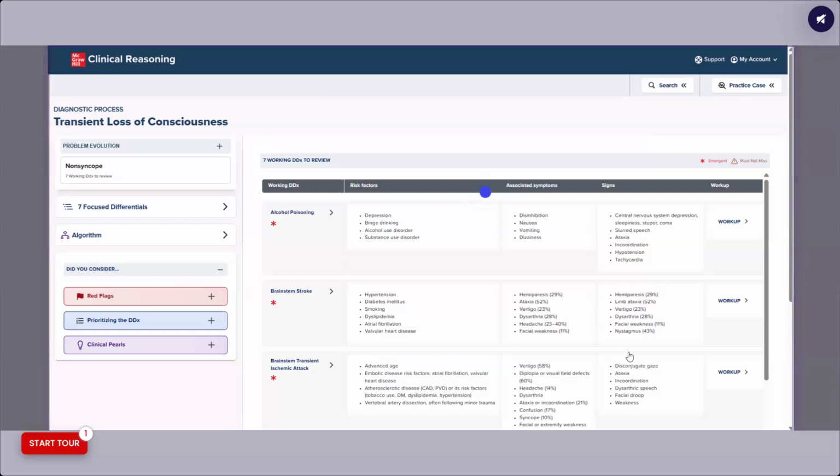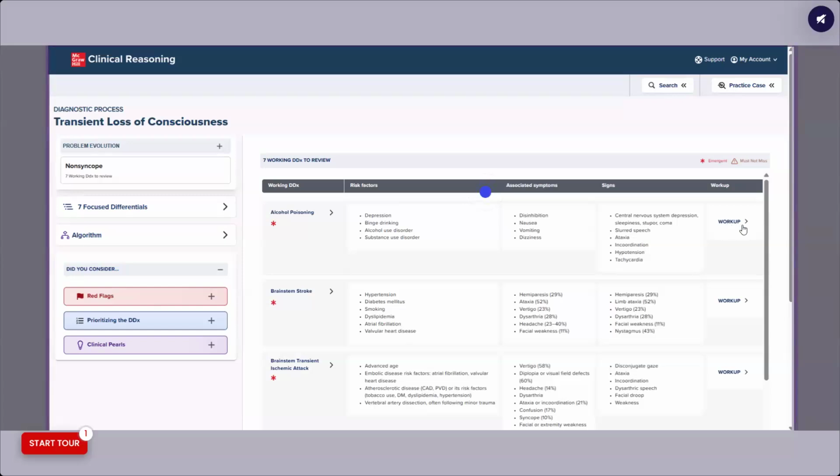The signs, so more of the findings. Did I find out that they have tachycardia or facial droop? And then for every working differential diagnosis, I also have the workup.